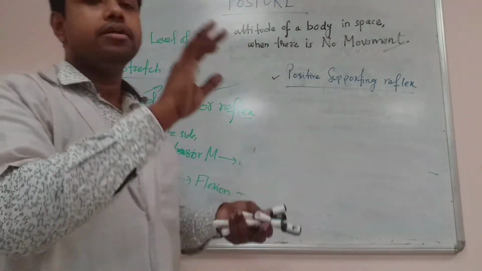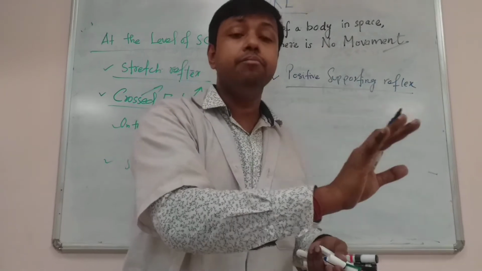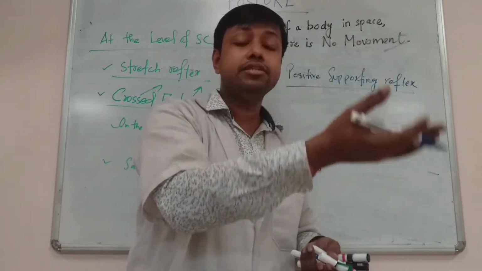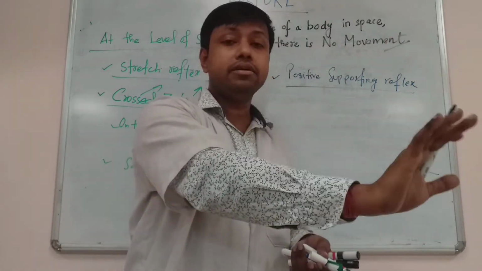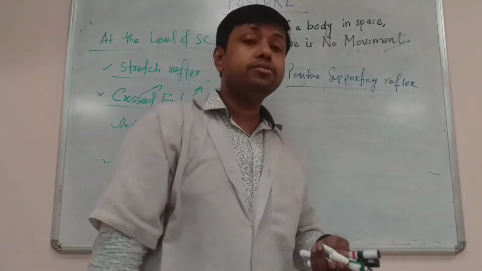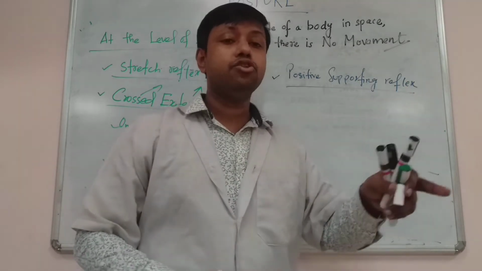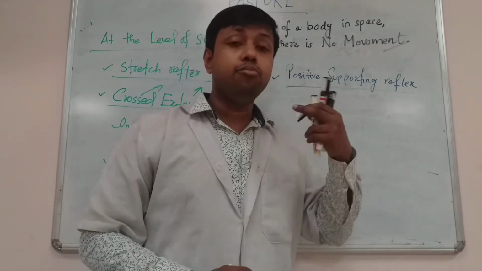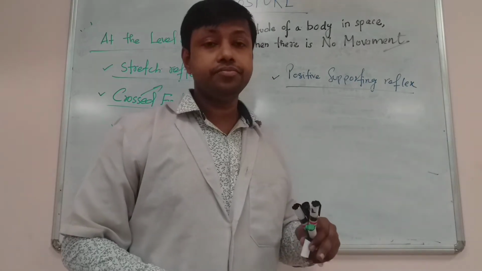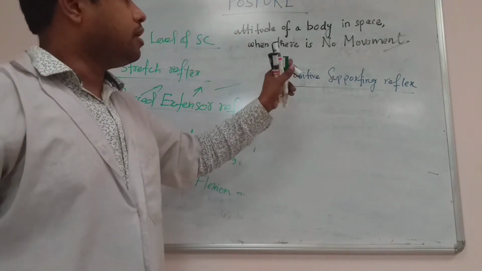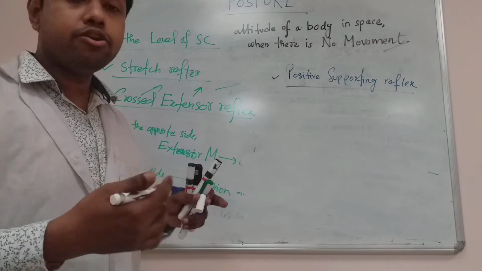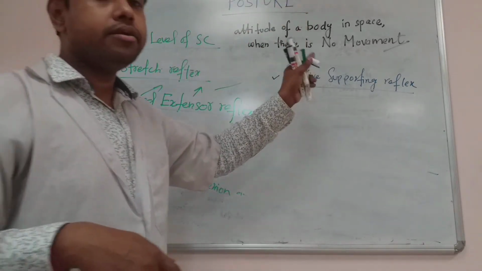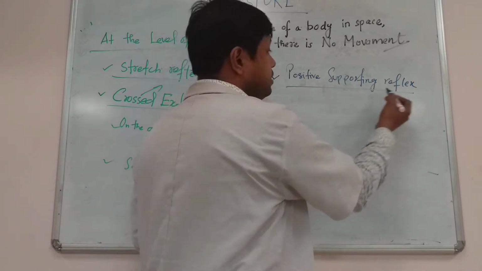Suppose somehow a toe of a particular limb gets in contact with, or is touched by, a supporting surface. So all the muscles of the limb will be extended so as to place the limbs on the supporting surface, so as to transfer the body weight to the supporting surface. Okay, so that is to shift the weight of the body, or to get the support of the surface, and this is called positive supporting reflex.